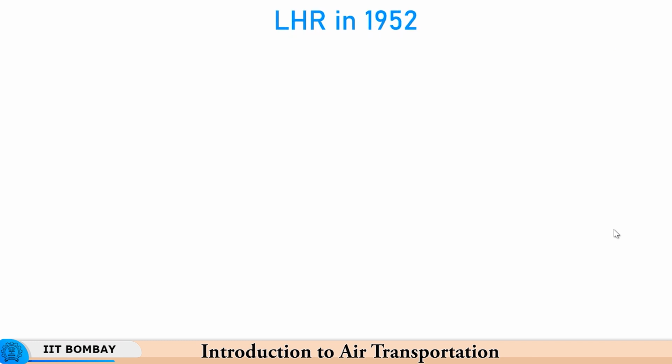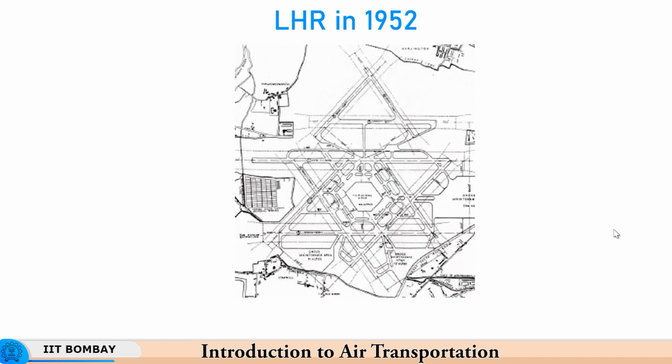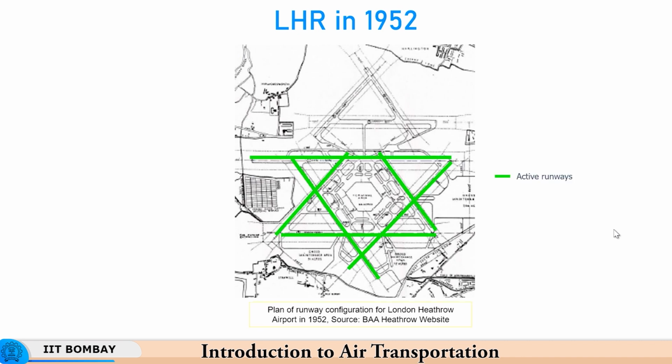I will give you an example of the London Heathrow airport, how it has evolved over time. At one point of time, London Heathrow was supposed to be the world's busiest airport. In 1952, this was the layout of the Heathrow airport, and you can see that there were so many active runways. There are 6 active runways. These 2 are parallel runways, then these are parallel, and these are also parallel.